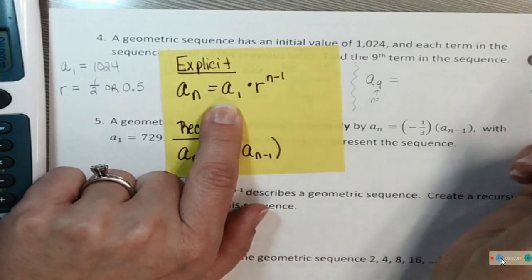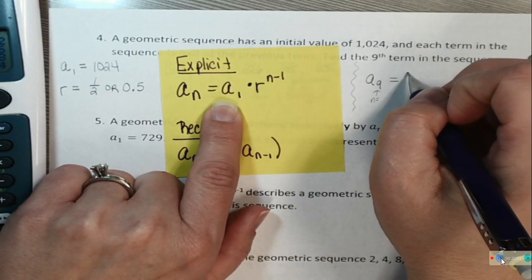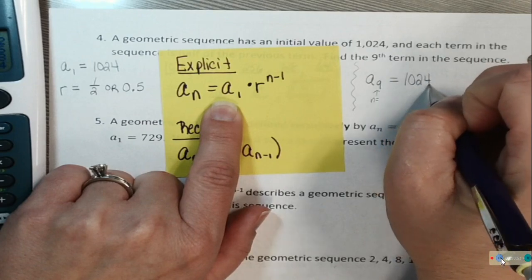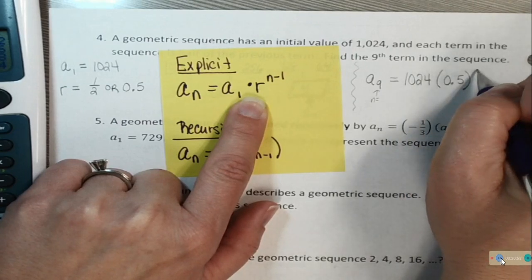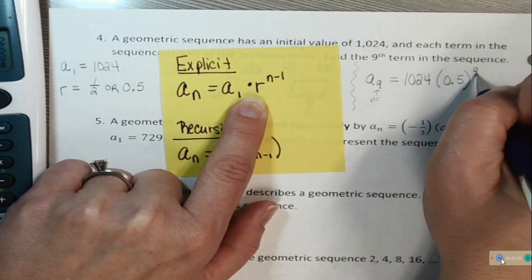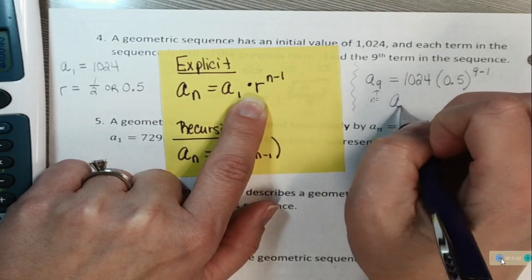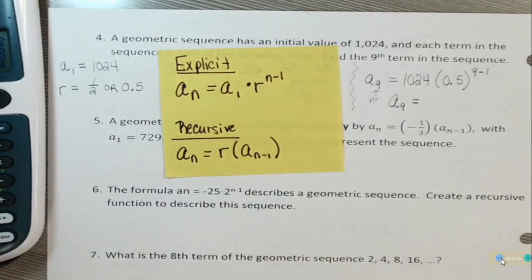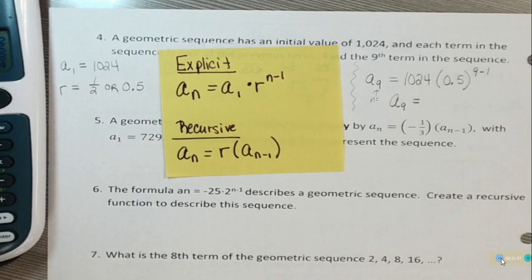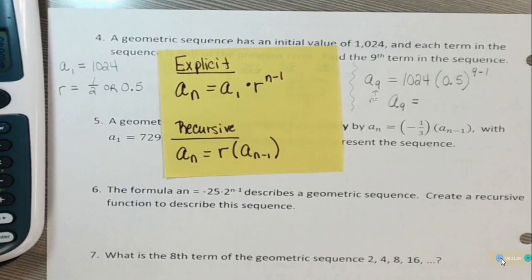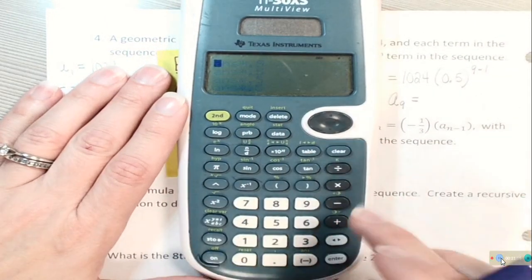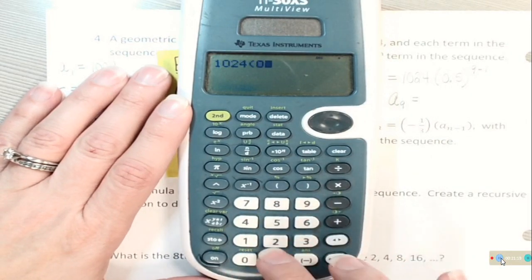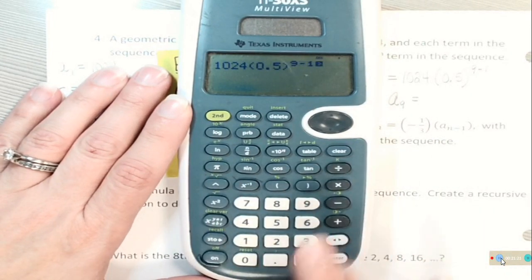Do you know A1? What'd you start with? 1024 times R, which is 0.5, to the n. What's your n? What number do you want? 9 minus 1. So the A sub thing is just like the number you're trying to find. That's telling you what number you're trying to find. It's a notation way of, instead of you saying, I don't know which number this is, you say, I know with 100% confidence this is the ninth term. So you know what I'm going to do? I'm going to take 1024 times 0.5, raise it up to the 9 minus 1. Bam, I got my answer.